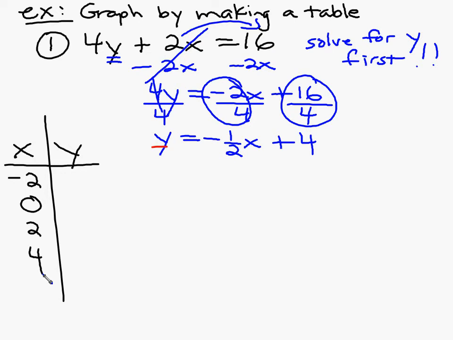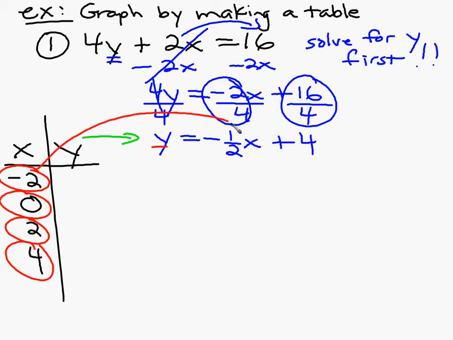Now, this is where we're going to use our equation. All we're going to do now is plug each of these numbers into that equation. I'm going to plug this number in for x so I can find out what the y is. So, the first one I'm going to plug in is negative 2. I'm going to do the work right here beside it. Y is going to equal negative 1/2 times negative 2 plus 4.